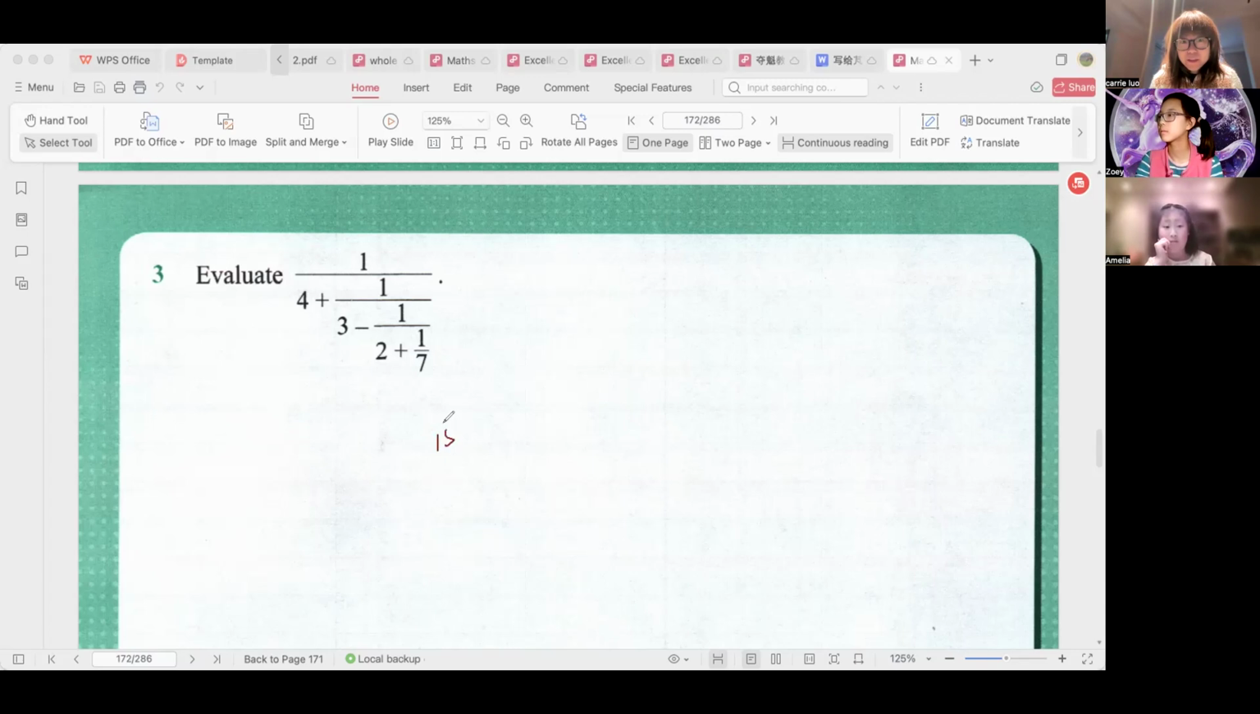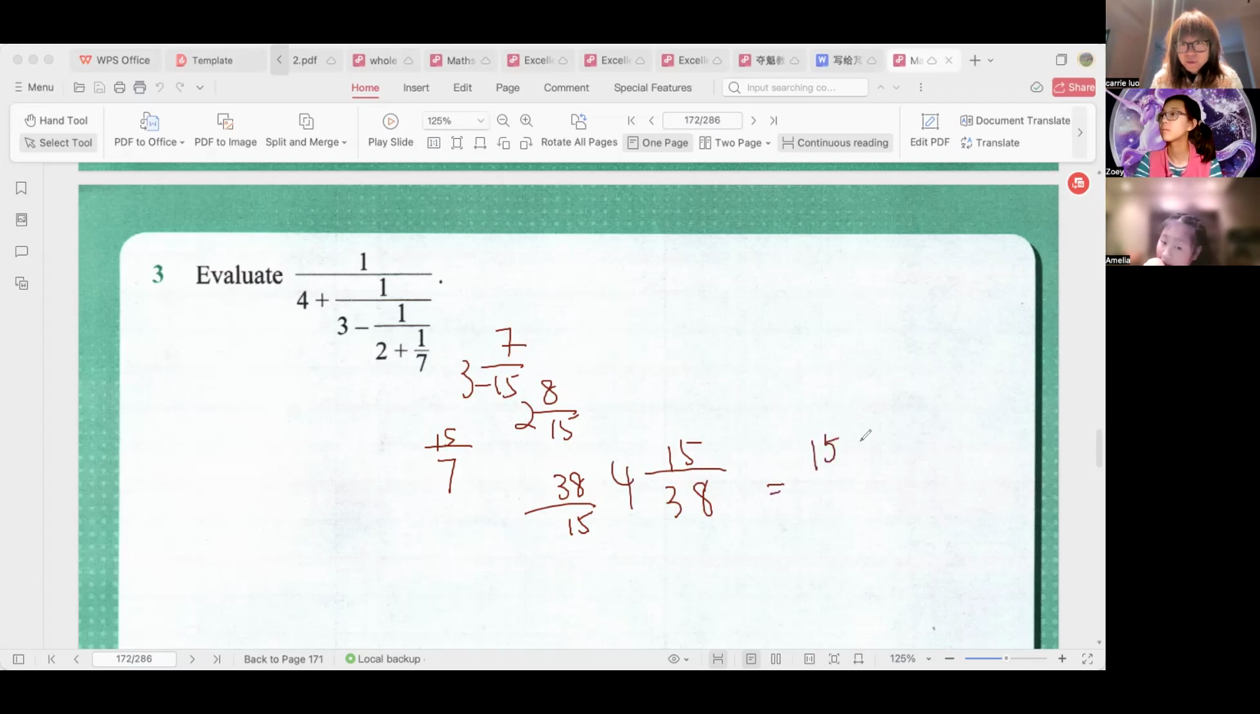So 15 over 7, and you flip it, it's 7 over 15, right? So 3 minus it equals 2 and 8 over 15. And it equals 38 over 15, but you flip it, it equals 15 over 38. And 4 plus it equals 4 and 15 over 38. So equals 167 over 38. So the answer is 38 over 167.